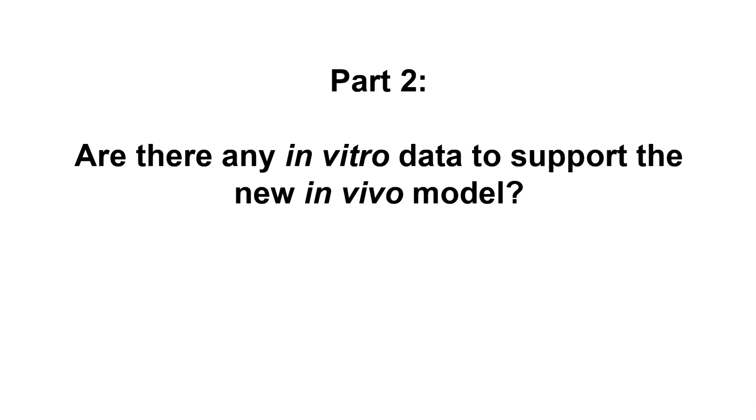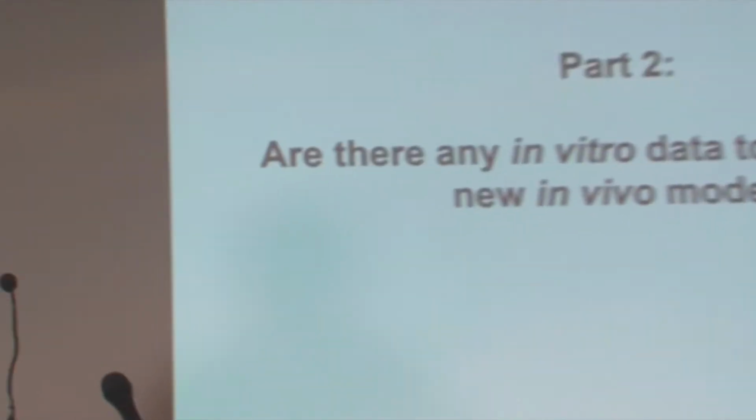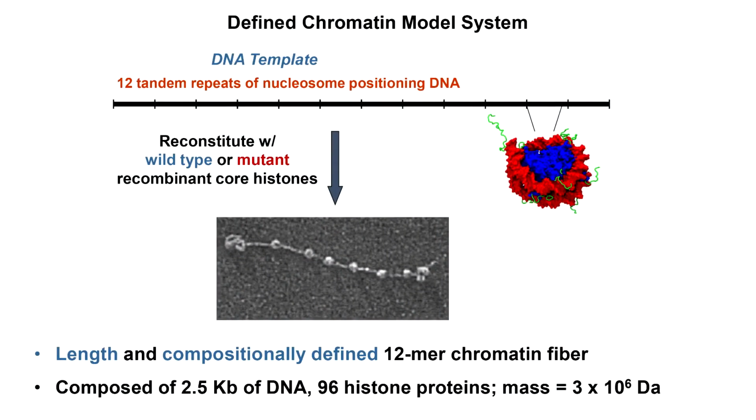What about in vitro data? Is there anything about chromatin that's consistent with this new way of looking at chromosome structure? The system we use in my lab to ask this question has tandemly repeated nucleosome positioning DNA. You reconstitute this DNA with histones to get a chromatin fiber. Everything's done with either wild type or, I'll show you very quickly at the end, mutant histone studies.